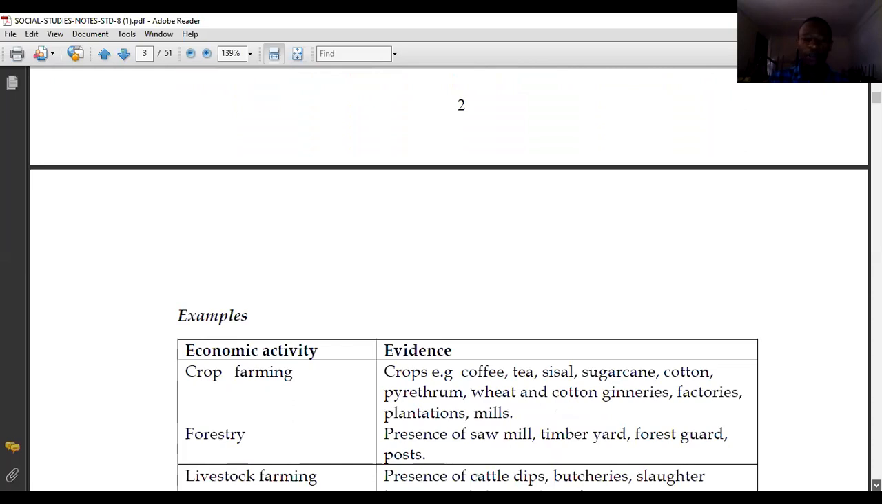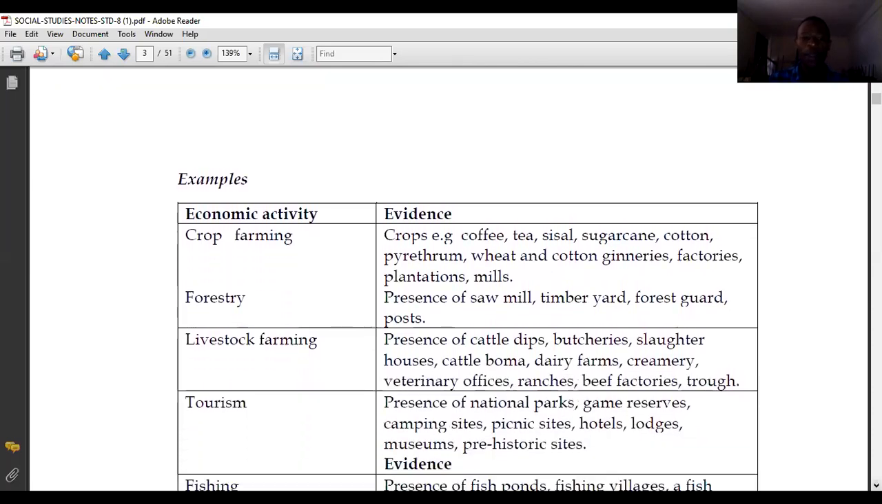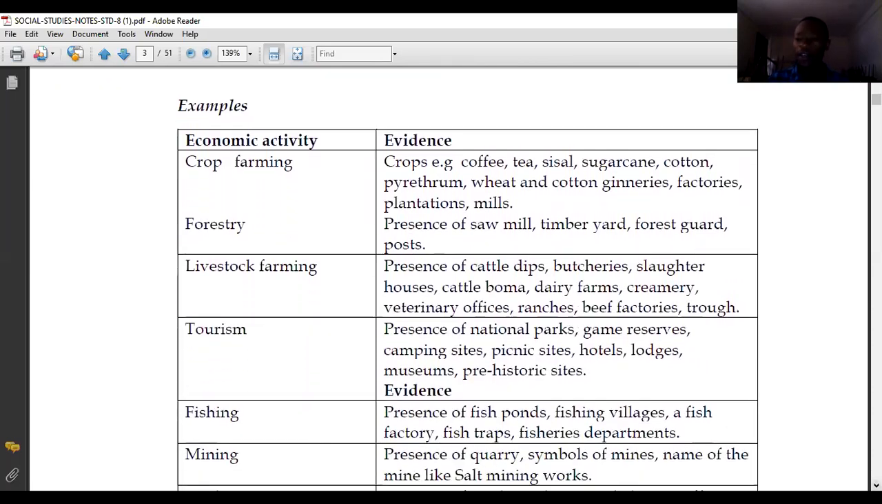So today also, before we finish our lesson, we must know some of the evidence that is found in the map that will help us to know various economic activities that can be practiced in a given area. So when you see crops, for example, coffee, tea, sisal, sugarcane, some of them will be cash crops, others will be food crops. Just know that the activity there is what we call crop farming.